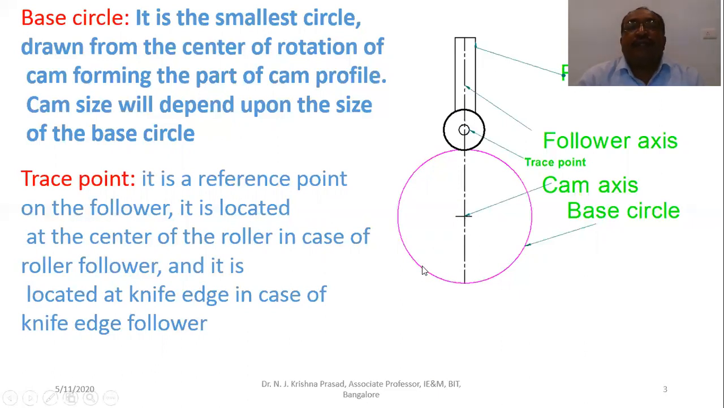And the base circle is a smaller circle which is drawn from the center of rotation of the cam, forming part of the cam profile. Cam size will depend on the base circle. In the roller follower, the center of the roller is the trace point. In case of a knife edge follower, the knife edge is the trace point. It is a reference point on the follower. It is located at the center of the roller in case of the roller follower, and at the knife edge in case of the knife edge follower.